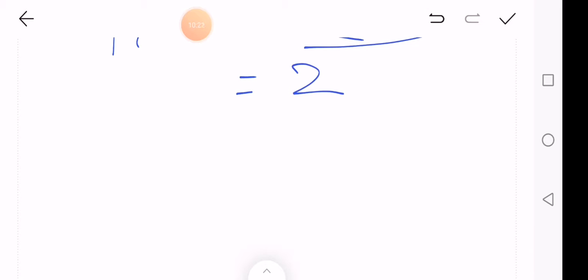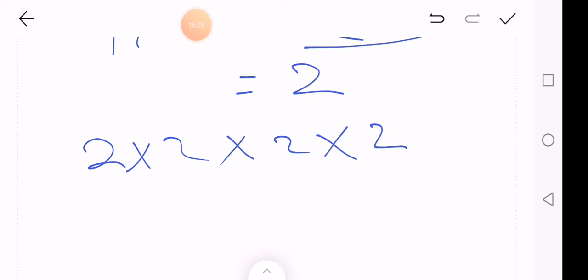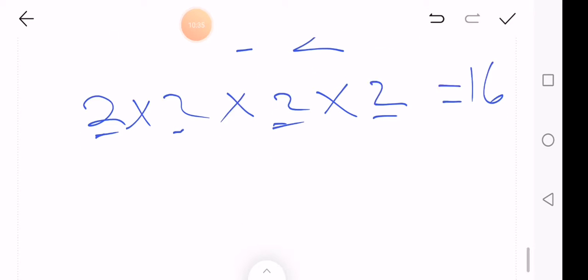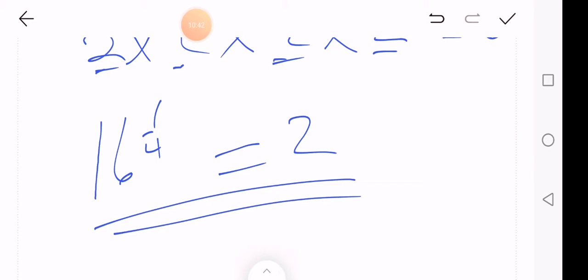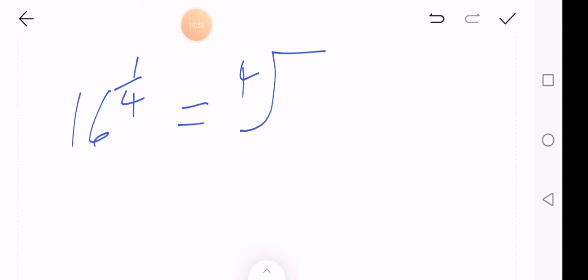Let's see if 2 can give us 16. 2 times 2 times 2 times 2. 2 times 2 is 4, 4 times 2 is 8, 8 times 2 is going to be 16. So now we can say that 16 to the power 1 over 4 is 2. So this is the answer. Or, if you like, 16 to the power 1 over 4 is equal to the 4th root of 16, which is equal to 2, because we have calculated it.